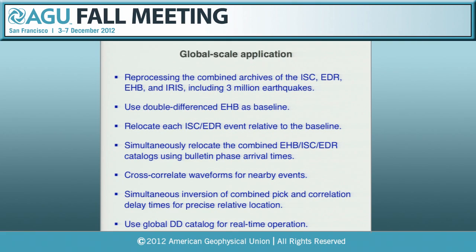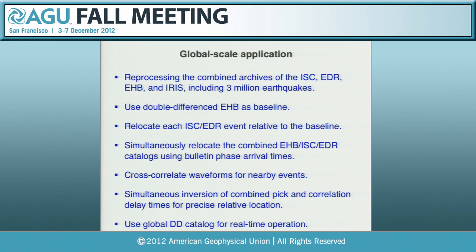For the rest of my time I want to spend on our effort to go global. We are currently reprocessing the combined archives of the ISC, the EDR, and EHB bulletins, together with waveforms that we get from IRIS. Those archives include about 3 million earthquakes. The situation here is a little bit more difficult than in California, mostly because of the station distribution, because of the large number of earthquakes that have an unconstrained depth, and other issues.